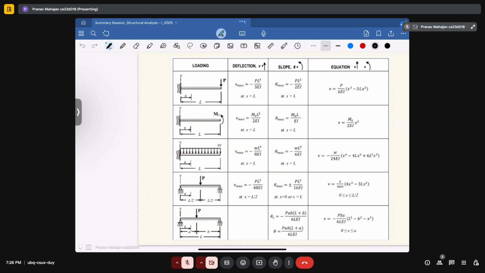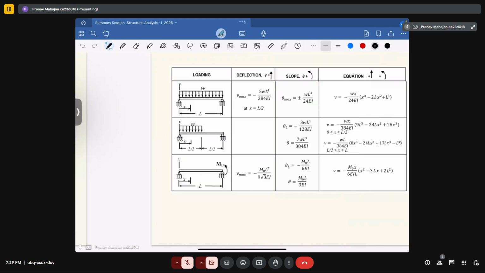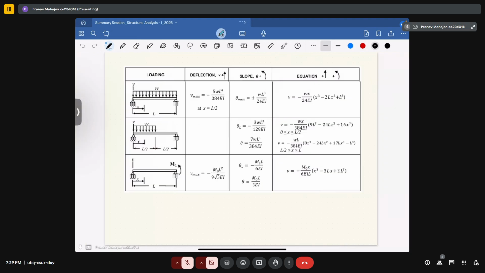Okay, so using the standard results, we have the standard result for a cantilever beam subjected to a point load at the free end. You will get the maximum deflection at the free end equal to minus PL cube upon 3EI. You can write whatever sign depending upon your sign convention. And the maximum slope in this case is PL square upon 2EI. Similarly, for different loadings, we have different formulas available. So you can use any one of the formulas and get the value of deflection and the slope at that particular point.